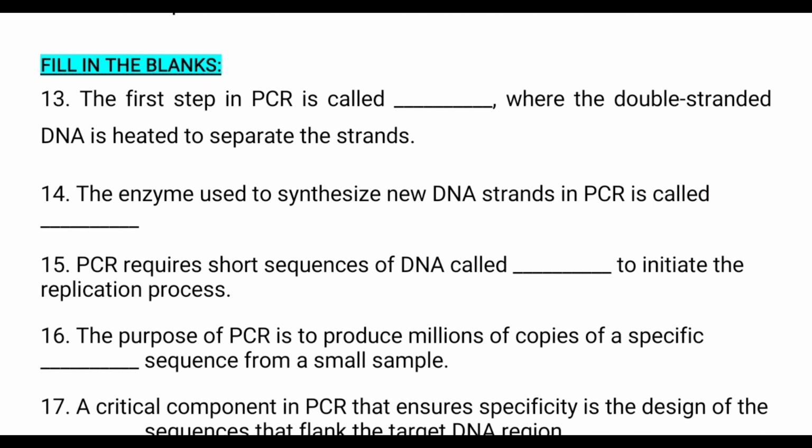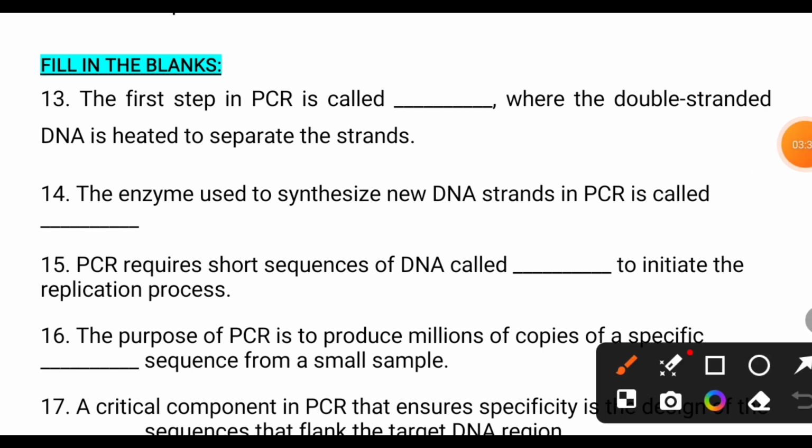They belong to the fill in the blank type. Let's see the first one. The first step in PCR is called dash, where the double stranded DNA is heated to separate the strands. So this is the first step. There the double helical DNA is subjected to high temperatures to ensure denaturation. Okay, the separation of two strands is called denaturation.